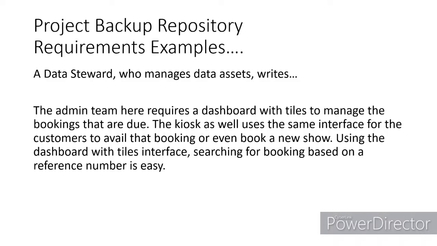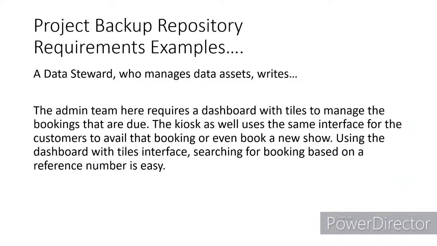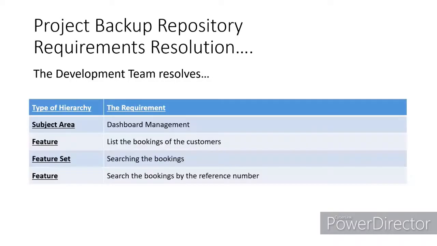So this requirements text consisting of 3 sentences is being resolved into 4 requirements, and each has a type of hierarchy and the requirement. The type of hierarchy consists of subject area, feature sets, and feature. The first one is subject area, which is dashboard management, as it uses a dashboard, here, dashboard with tiles to manage bookings. Then the feature set lists the bookings of the customers, then searching the bookings. Then the feature says search the bookings by the reference number.